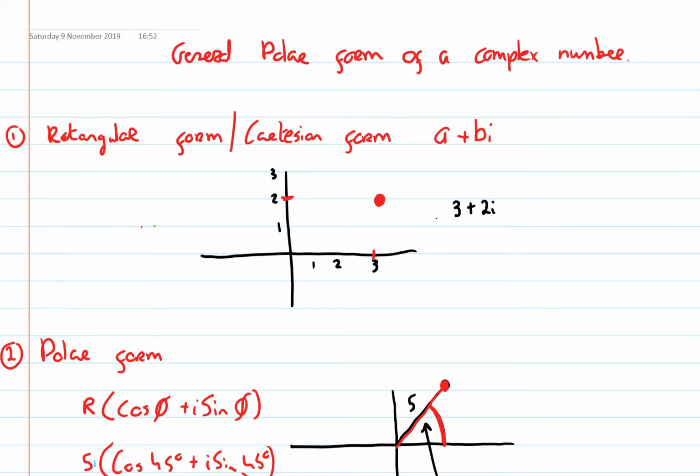In this video we're going to look at the general polar form of a complex number. Before I do that, I will just look at the forms we looked at so far. We looked at a rectangular form or Cartesian form. Two different names for the same thing. That's always in the form a plus bi. So for example, here's a complex number 3 plus 2i. I go to 3 on the real axis, I go up to 2 on the imaginary, and there it is. There's my complex number.